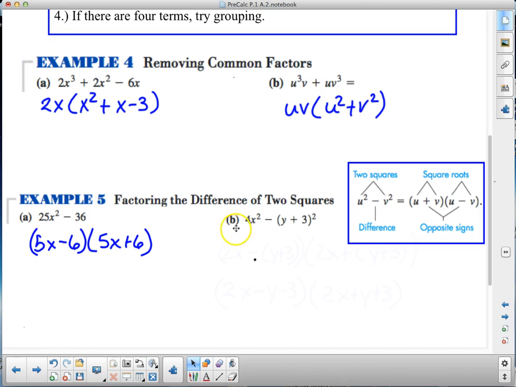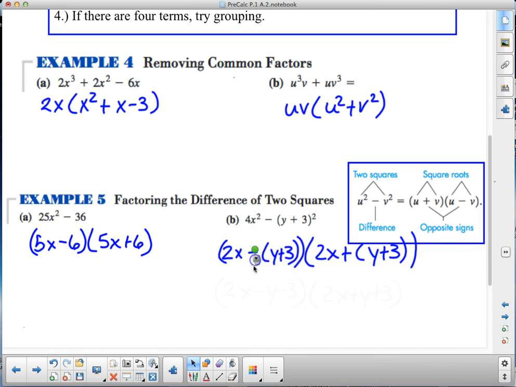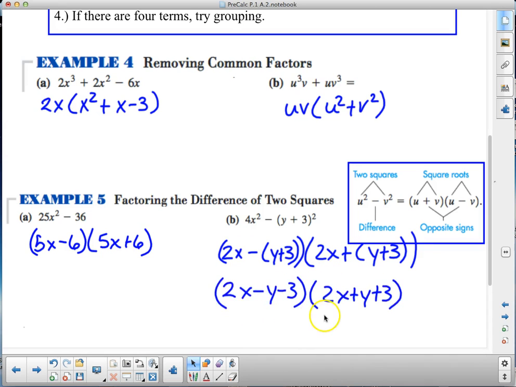And the next one looks weird, like something we haven't seen before, but I've got a perfect square here and a perfect square here. So I've got a difference of 2 squares. I've got 2x minus y plus 3, and I've got 2x plus y minus 3. Now, I can expand these a little bit if I want to, if they were going to combine, but because of the x's and y's, they won't, but it could look like this as my solution.